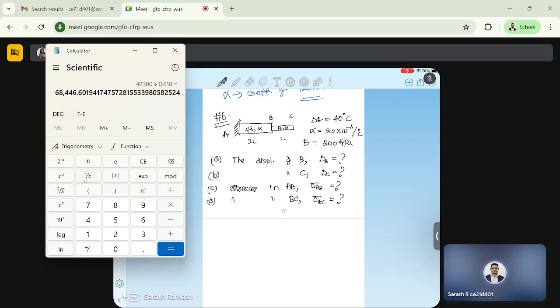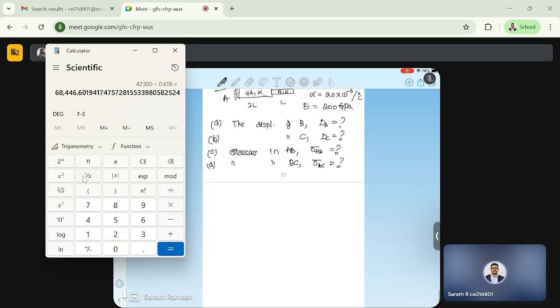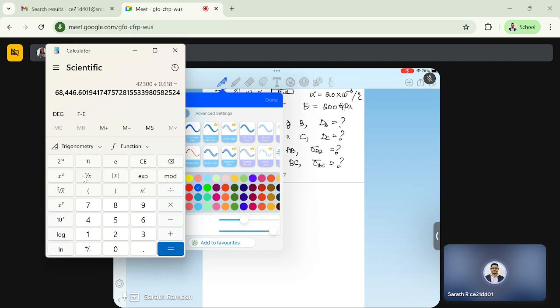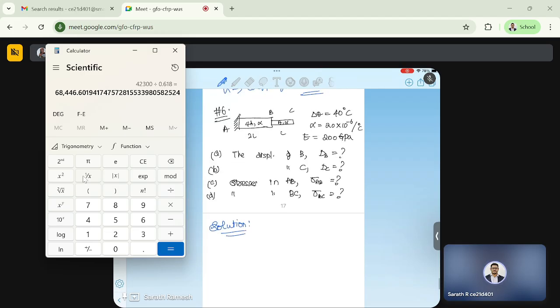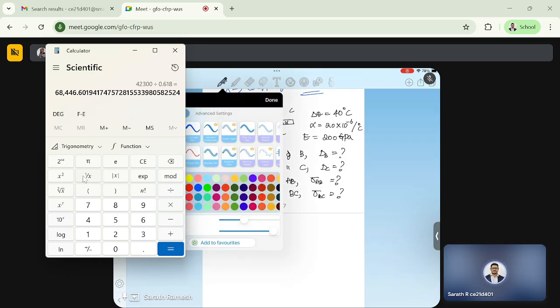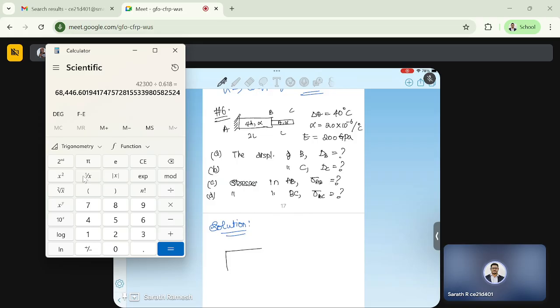Okay, so let's begin to solve this particular problem. So again, what is the first step? The first step in a solution will always be the free body diagram. The first step is drawing the free body diagram. So if I draw the free body diagram for this, it is going to look like this, so AB is here and BC is here.